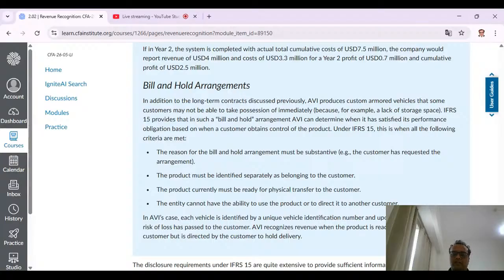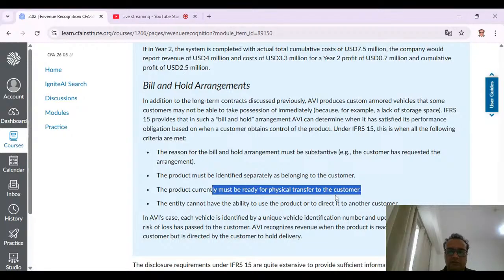So under IFRS 15, when can you recognize revenue in a bill and hold arrangement? The reason for bill and hold arrangement must be substantive. Customer has requested the arrangement. The product must be identified separately and belonging to the customer. The product currently must be ready for physical transfer to the customer.